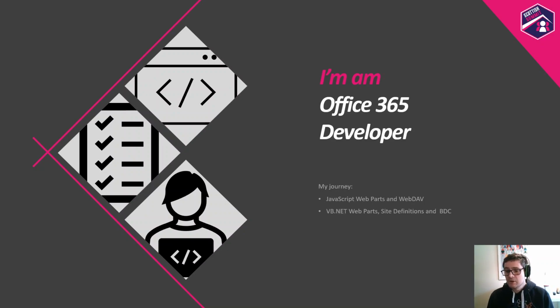Next thing that came along were VB.NET web parts and site definitions and something called the Business Data Catalog, which was a way of being able to get external data in. And if you compared that to the way you could get external data in now via Flow, it would blow your mind. It was a horrible thing.